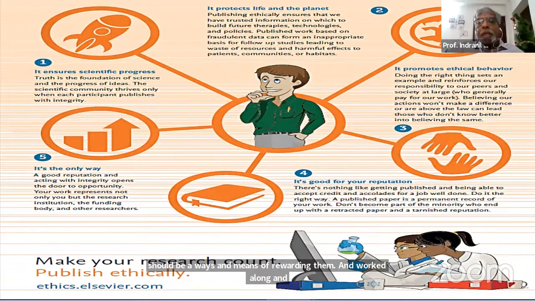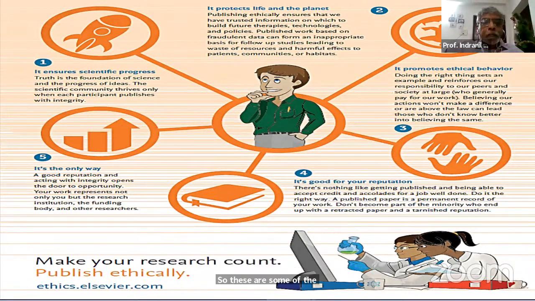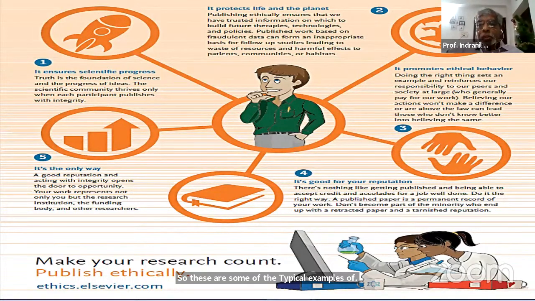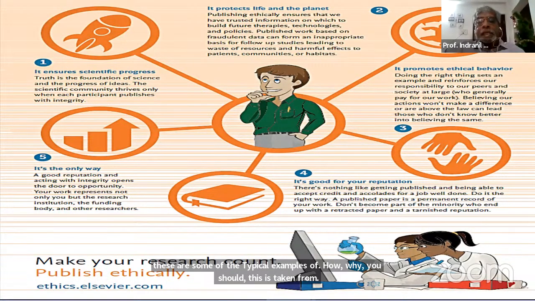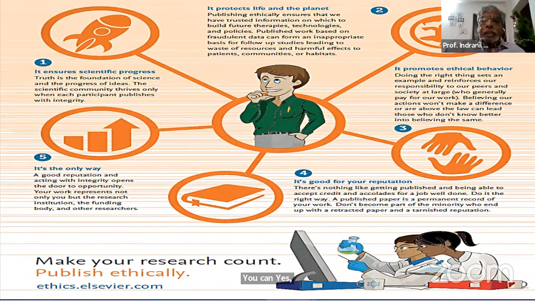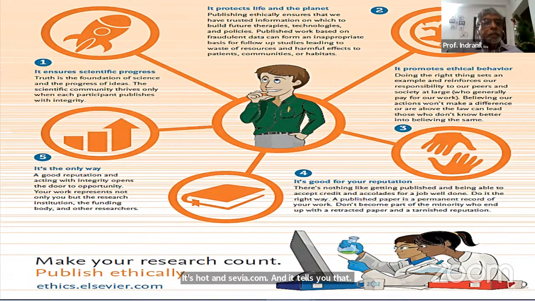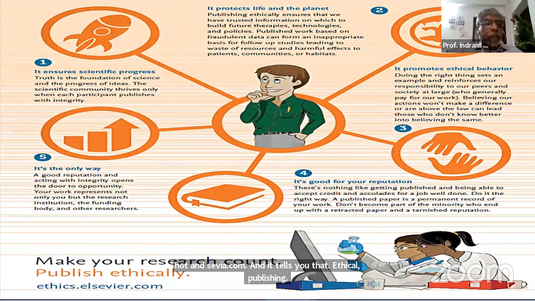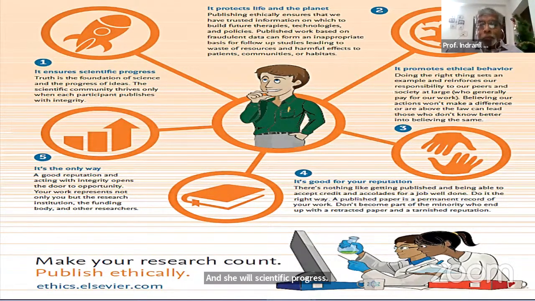So these are some of the typical examples of why you should publish your research. This is taken from Elsevier sites. You can yourself go to the site and check out. There are lots of resources and materials in that slide, like ethics.elsevier.com, and it tells you how ethical publishing ensures scientific progress, is good for your reputation, and promotes good culture.